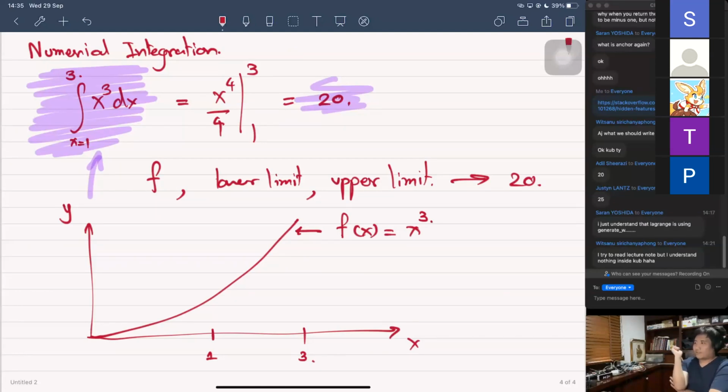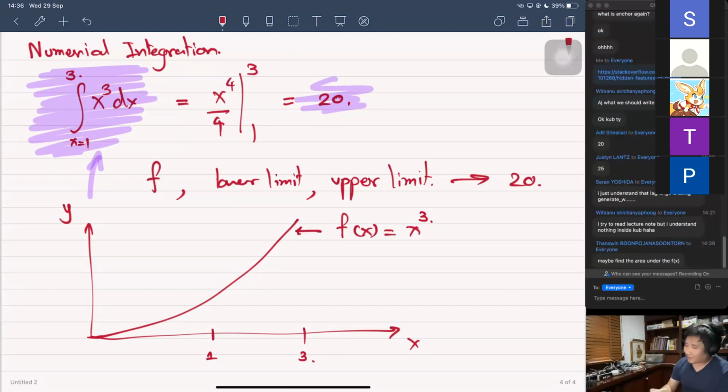Does anyone have a good idea? Think about what it means physically to integrate something from 1 to 3. What are you trying to find physically? You're trying to find the area. So how do you find the area? You know the value of the function almost everywhere. You have the function to evaluate it. How do you find the area though?